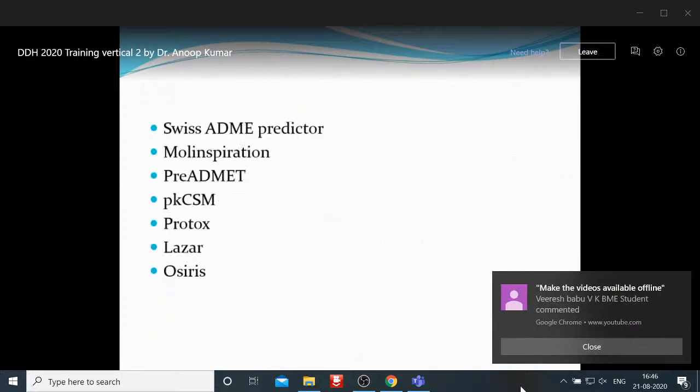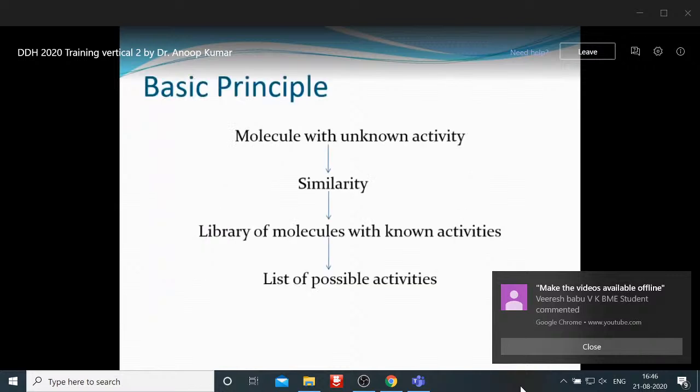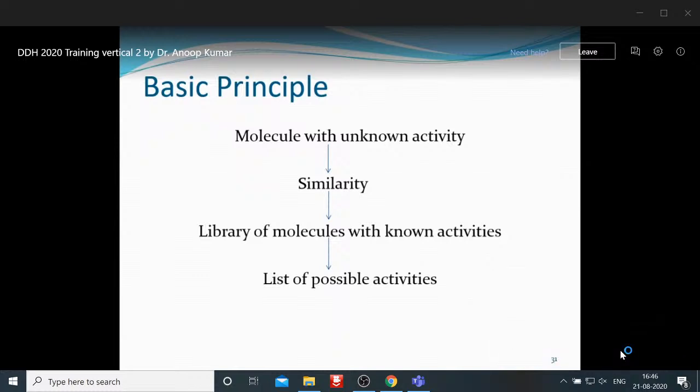The basic principle of all these web servers is this. You want to check whether the molecules you have designed have a good safety profile or a good ADME profile or not, or you want to predict the activity of the molecules. For example, with COVID-19, you want to predict whether your molecule is going to bind to RdRp, protease, nucleocapsid protein, or the spike protein of COVID-19. So we submit molecules with unknown activity. We don't know about their efficacy and safety. So what do these servers do?